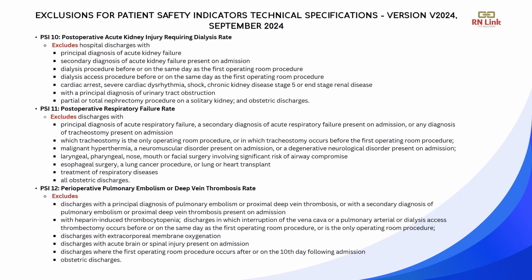PSI 11, postoperative respiratory failure rate. Excludes discharges with principal diagnosis of acute respiratory failure, a secondary diagnosis of acute respiratory failure present on admission, or any diagnosis of tracheostomy present on admission. Which tracheostomy is the only operating room procedure, or in which tracheostomy occurs before the first operating room procedure. Malignant hyperthermia, a neuromuscular disorder present on admission, or a degenerative neurological disorder present on admission.